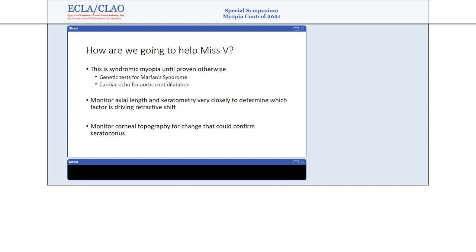So how are we going to help? This girl does not need atropine. This is a diagnosis. So what we're doing for her is she needs gene testing for Marfan syndrome. She needs a cardiac echo because that's a potentially life-threatening condition in lots of this range of conditions. And we're going to monitor axial length very carefully, but also watch that corneal topography. So the treatment for her, maybe more importantly, is cross-linking rather than any other form of myopia control.